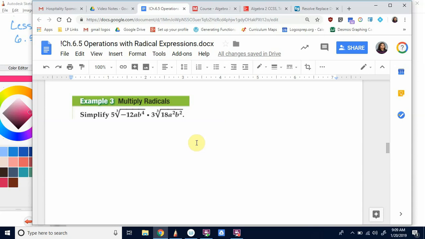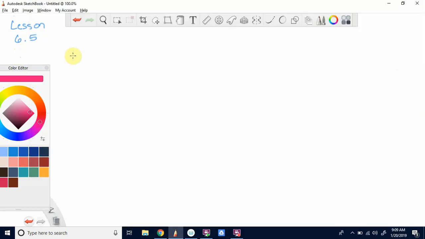So let's look at multiplying this. Remember, this implies 5 times this radical times 3 times this radical. Remember, we have properties that say we can simplify this. So let's look at simplifying. It's 5 cube root of negative 12ab to the 4th times 3 radical 18a squared b squared.